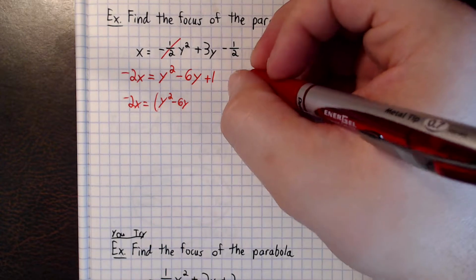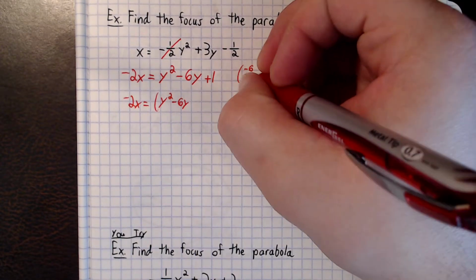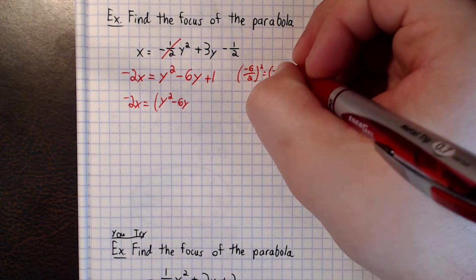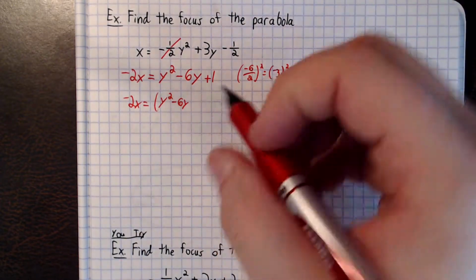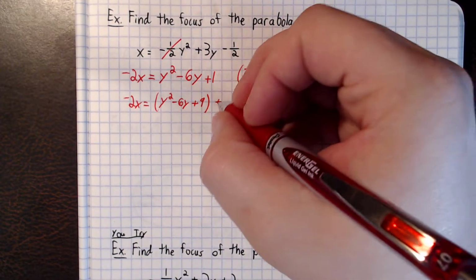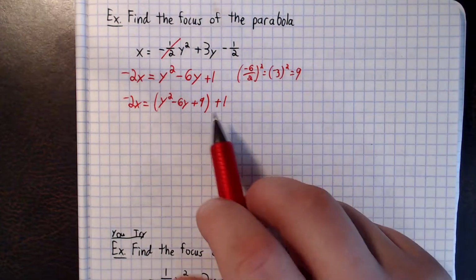I'm going to take my b term, which is -6, divide it by 2. That would be -3 squared, which is 9. So I'm going to add 9 inside and add 1 here.